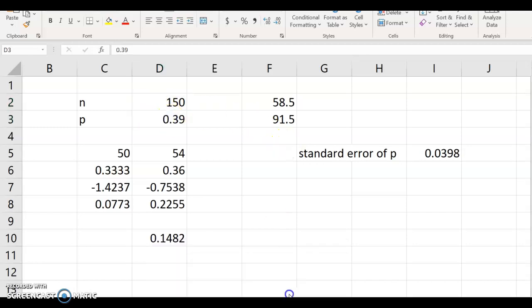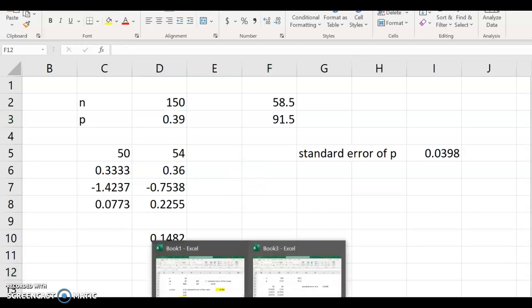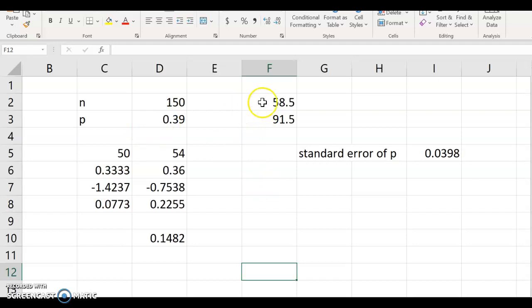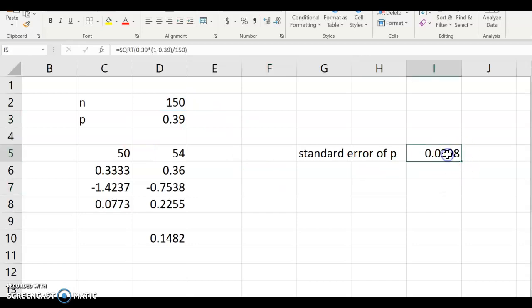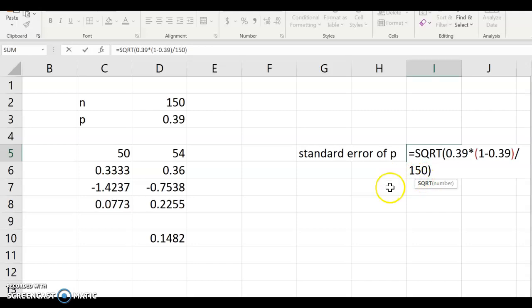Wait, this is not the right one. Okay, yes it is. Okay, so I filled out N and P, and then I came over here and did the standard error. So all you're going to do on this one is the square root of P times 1 minus P divided by N.